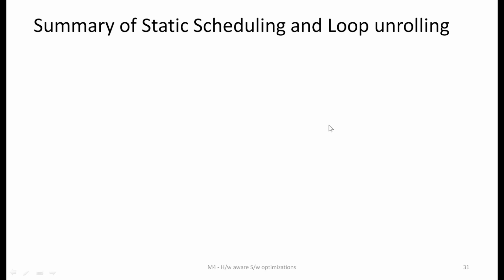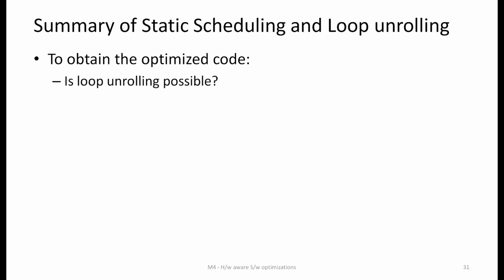So in summary, of the instruction reorder and loop unrolling that we have discussed today, to obtain an optimized code, we would first look for the possibility of unrolling the loop. It might not be so straightforward because many a times the loop iterations themselves might be dependent. In such cases, unrolling the loop can be a little more tricky because the dependencies need to be handled carefully so that the correctness is preserved.